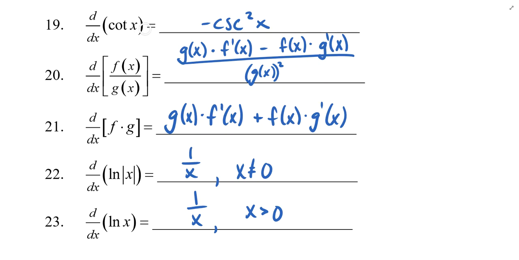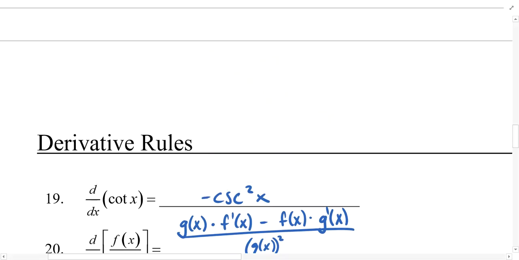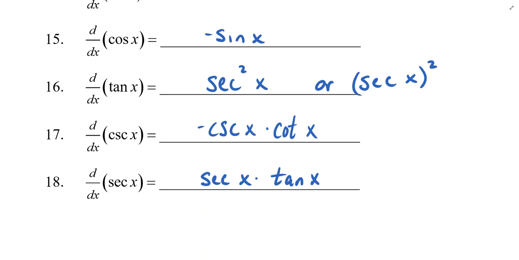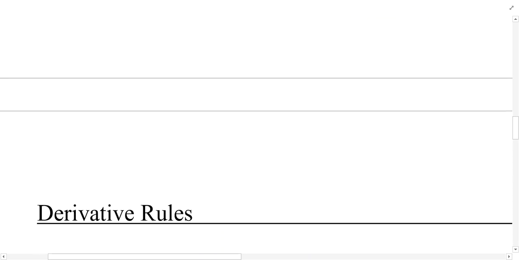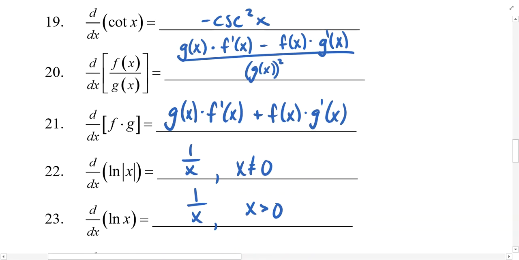With number 19, it's our final trig equation and its derivative. Each year I tell myself to reorder this, but I should have put rule number 19 closer to number 16 because tangent and cotangent's derivatives look so similar. So if you'd like to reorder that, you're welcome to do so.